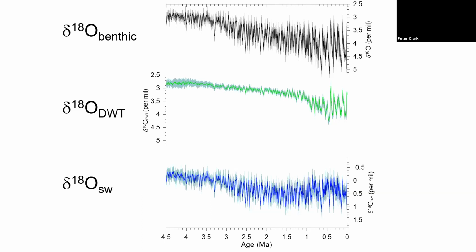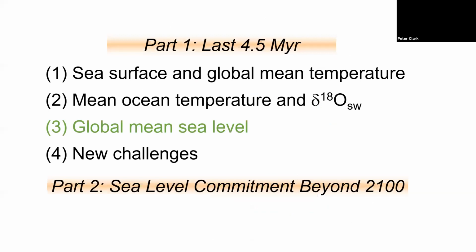So that's what our target was, and that's how we derived it. So the next step is to now take that seawater record and convert it to sea level. So step 3 in our process here, shown in green, is how we're going to derive the global mean sea level.